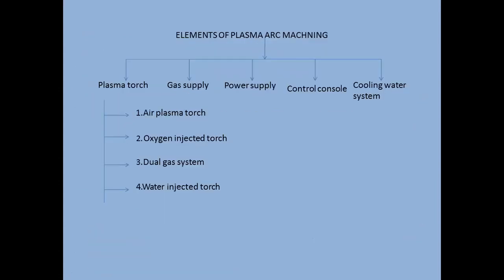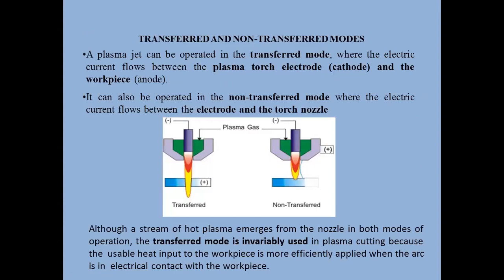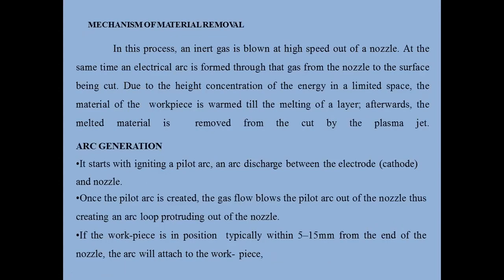Today we have seen the different elements, what transfer and non-transfer modes of arc in plasma arc machining are, how they are useful, and which is more preferably used in plasma arc machining. What is the material removal mechanism in plasma arc machining? What is the mechanism for arc generation in plasma arc machining? That's what we have seen in this session. We'll see types of torches in the next session.